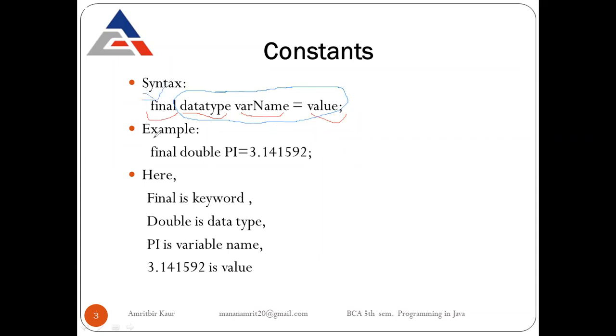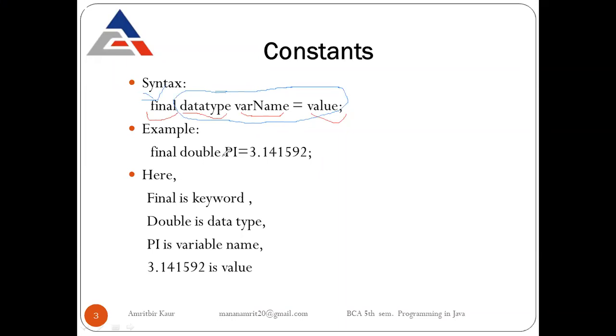So now we discuss constants with the help of an example. We want to set the value of pi. As we know, pi is fixed. Its value can be 22 divided by 7, or it can be 3.141592.